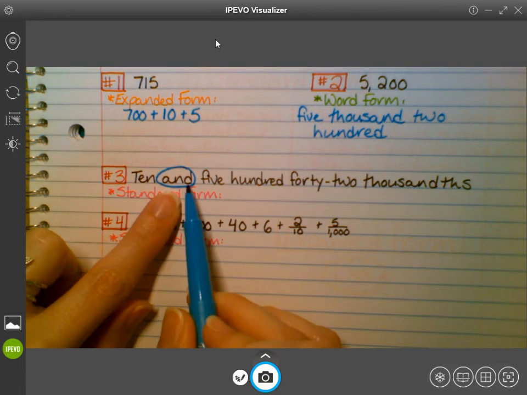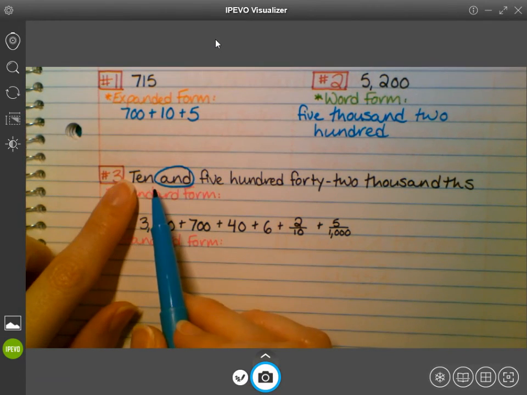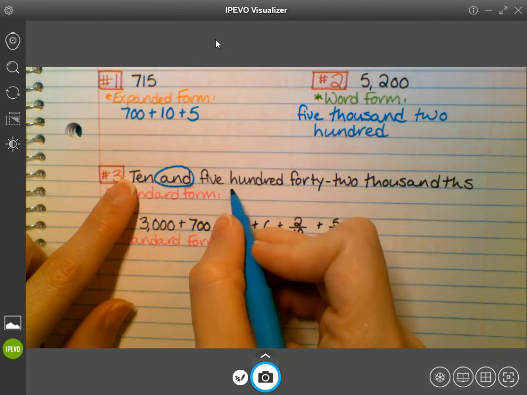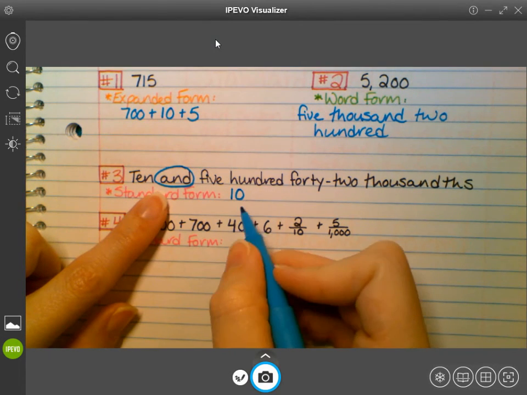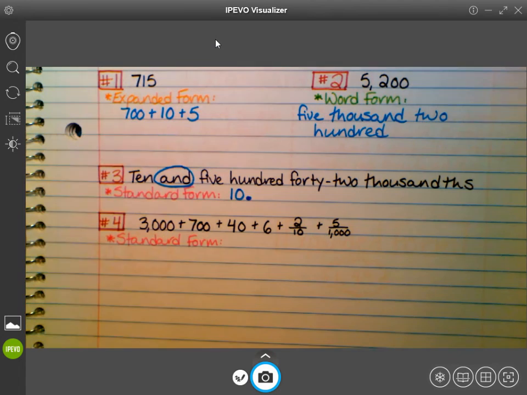So if I look to the left of the decimal, or the left of and, I just have 10. So I would start by writing the number 10. Then the word and tells me I have a decimal point. Okay, now I have everything to the right of the decimal point, which you might not feel as comfortable with. 542 thousandths.